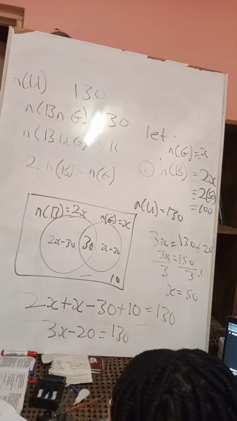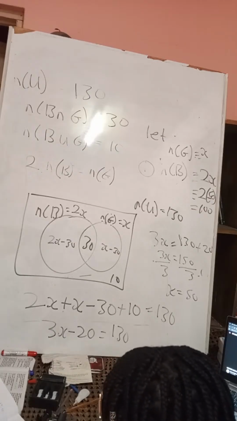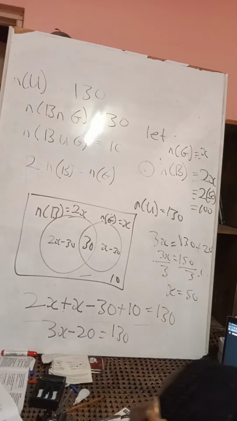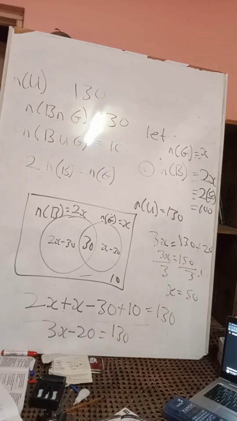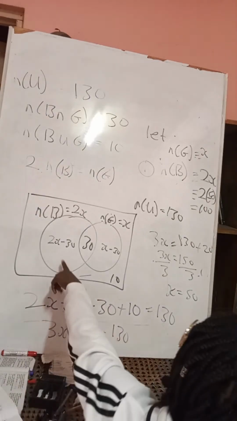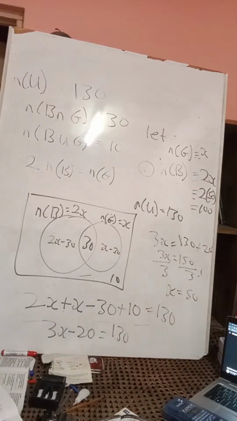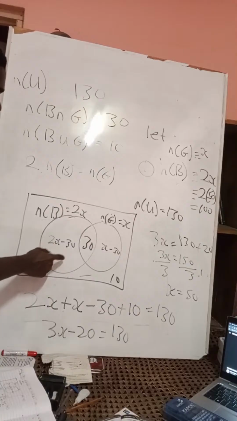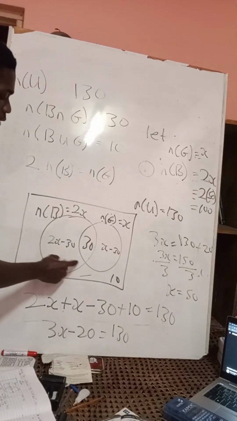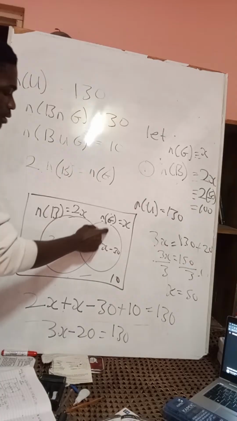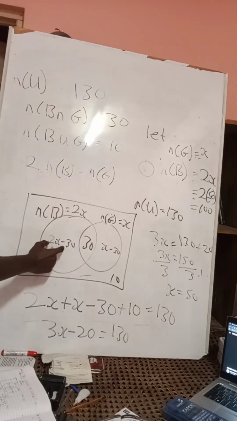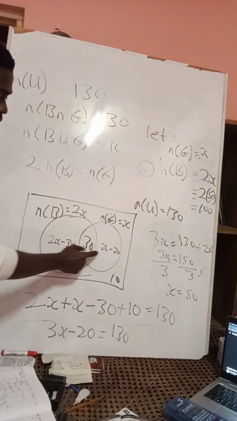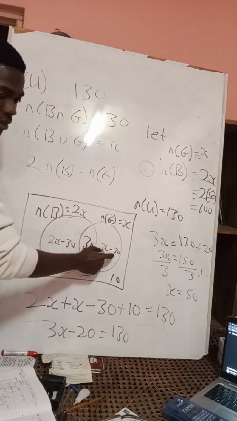Then how many like exactly one drink? Exactly one. So when they ask for only one, exactly one, it will be region 1 and region 3, which is b only and g only, which is 2x minus 30 plus x minus 30.